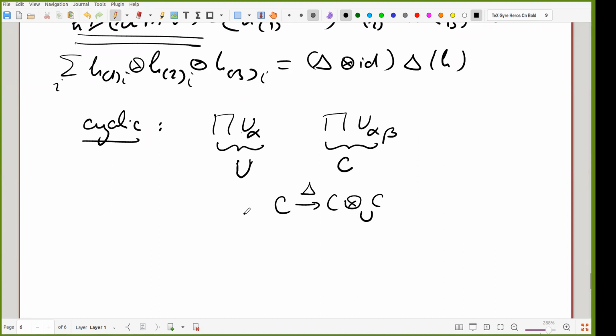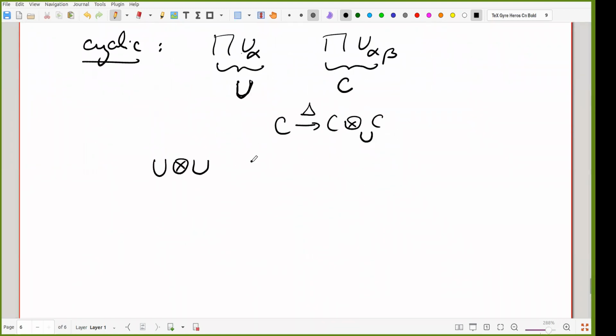And what cyclic basically means is that you can take U tensor U, and this will be a Swidler coring, and you have a map of bimodules with respect to the coaction and so on, which is basically the coring map from U tensor U to C. And we will require that it's an epimorphism. So this kind of structure, this is cyclic. That is an epimorphism, because you have here one tensor one, because this is really an algebra. So you have one tensor one.